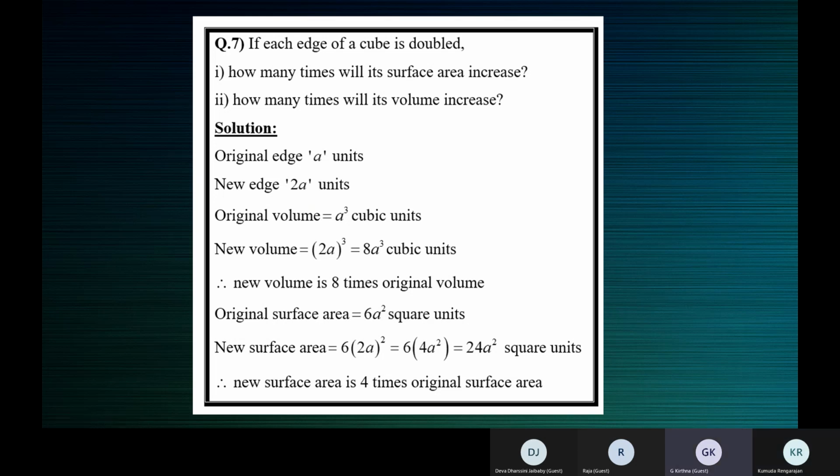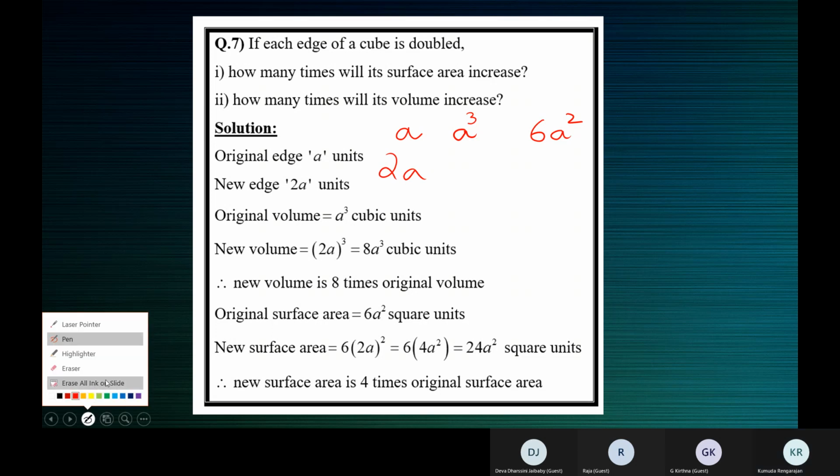Okay. Finished, ma'am. Okay. Just a minute. It's very easy, children. See here, if the edge is A, then the volume is A cubed, and the surface area is 6A square. If the edge is 2A, let me take some more space to write it. One minute.